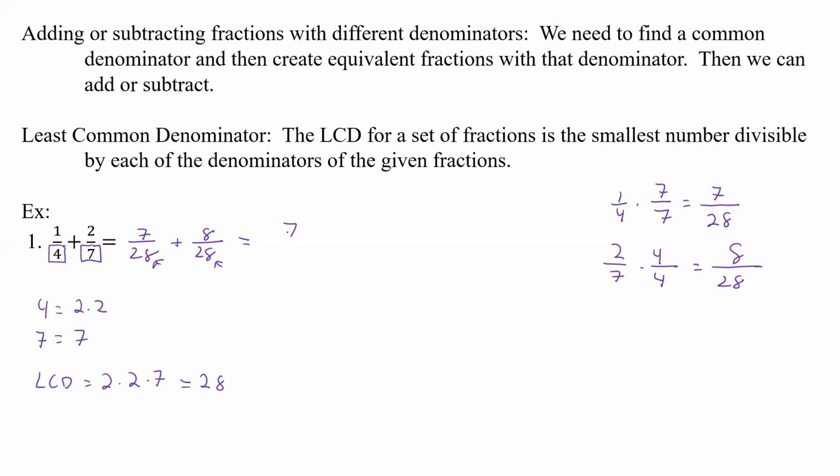And so now we just take 7 plus 8 all over 28. Well, 7 plus 8, that's 15 all over 28. And then that is our answer. So this one requires a little more work because we have to first find our LCD, then we have to create those equivalent fractions, and then we can either add or subtract depending on what it tells us to do. In this case, we added, and then we got our final fraction, the 15/28.